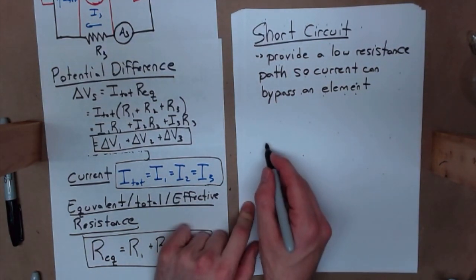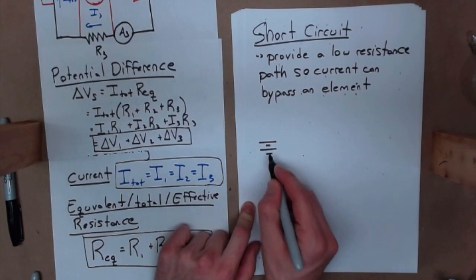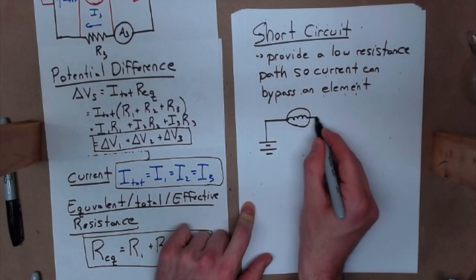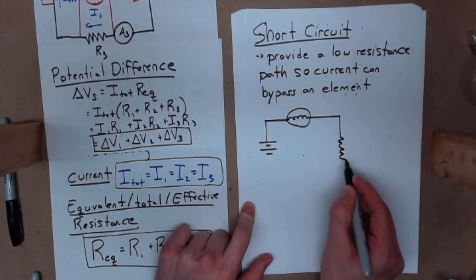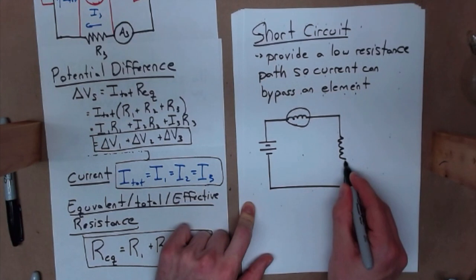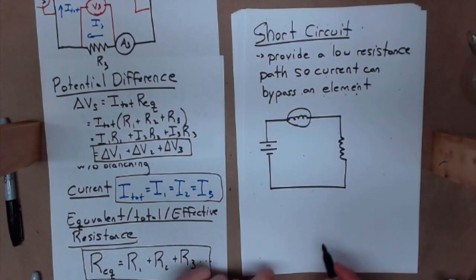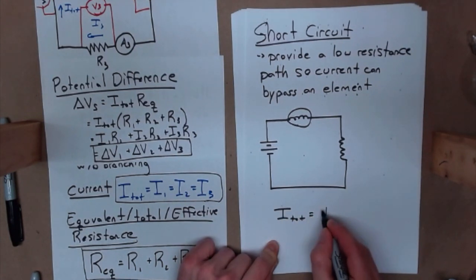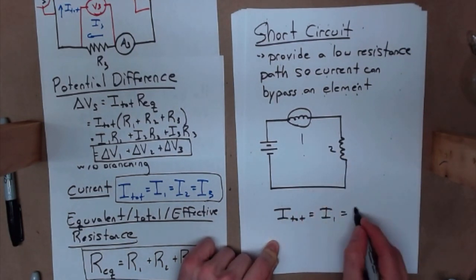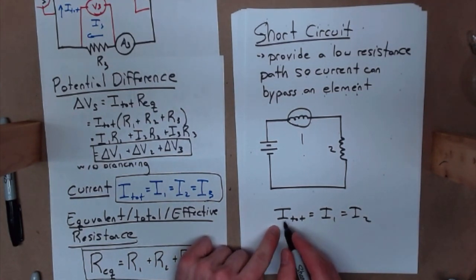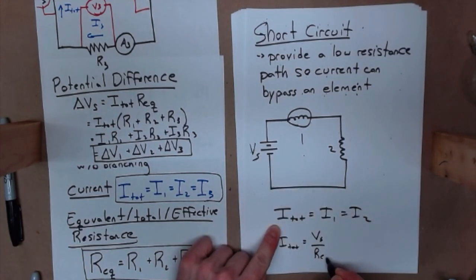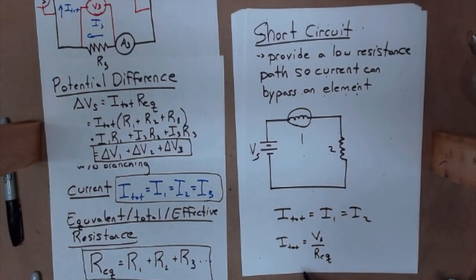If we look at this in a circuit diagram, I can have my battery here that goes up to a bulb, let's say, that goes down and over to a resistor, and then back to the battery. If I have this running, I have some I total, which we know is equal to I1, which is equal to I2. And then I total is equal to Vs over Req. That's kind of like my system equation.